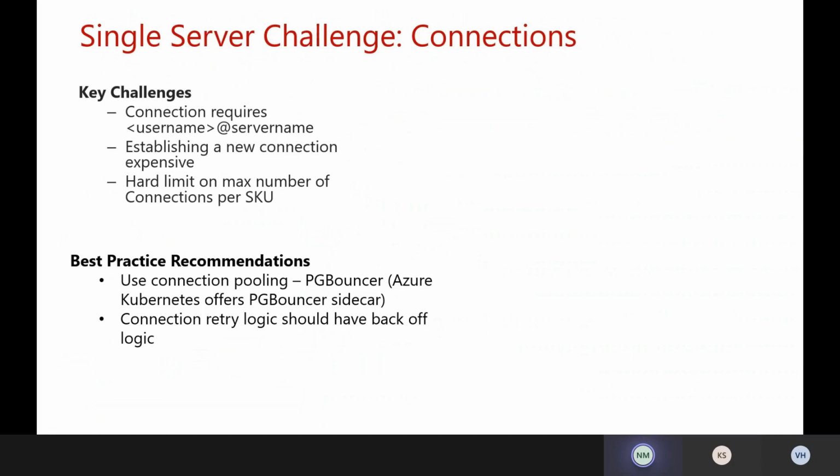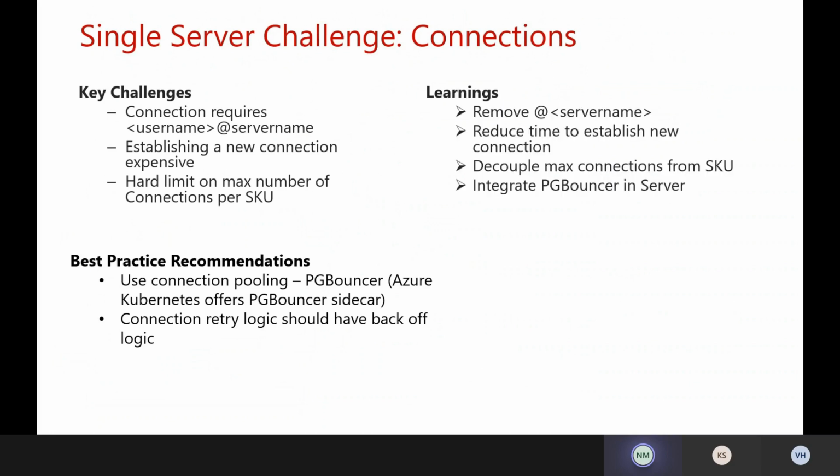But also because of gateways, establishing a new connection was slightly more expensive. There were hard limits on the number of connections and so on, right? So there were learnings again because of user feedback. You wanted the @servername part removed, so that it has an effect on how your high availability works as well. But more important than that, it reduces the time to establish new connections, right?